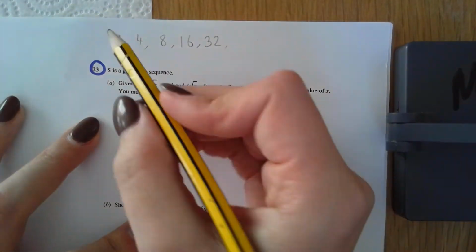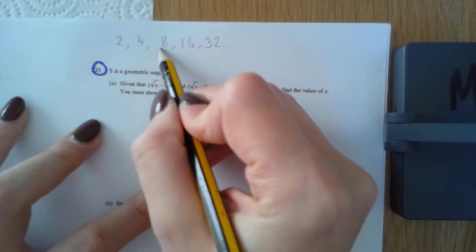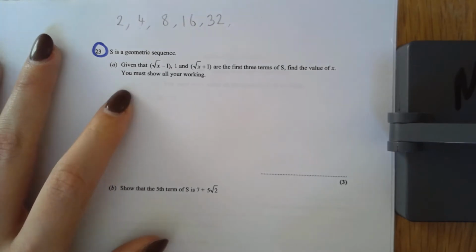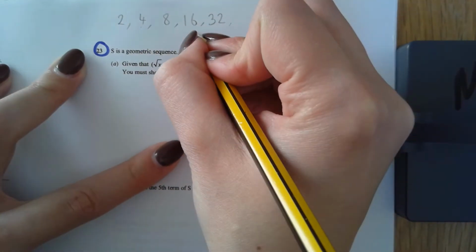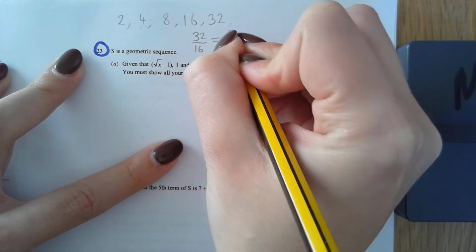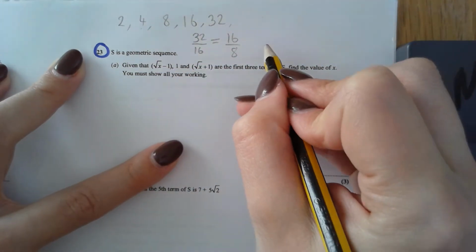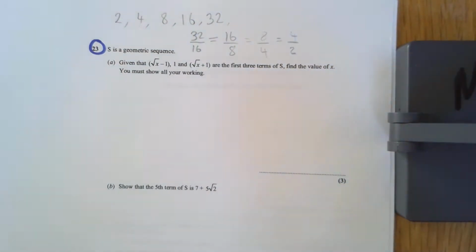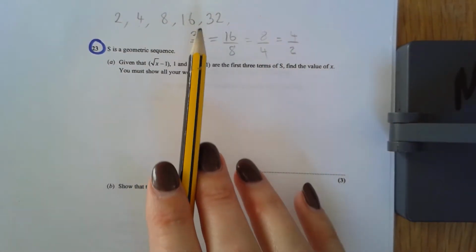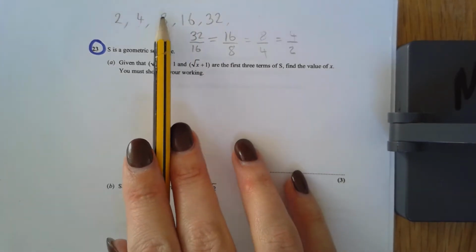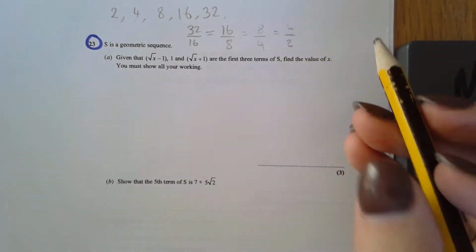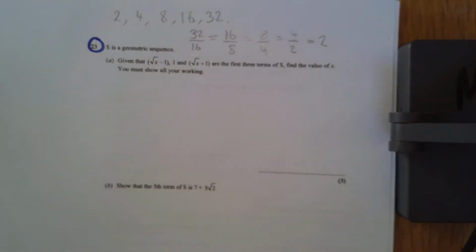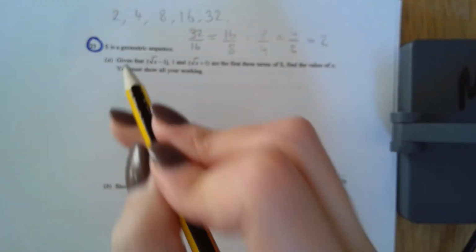So 2 times 2 gets to 4, 4 times 2 gets to 8, 8 times 2 gets 16, and 16 times 2 gets 32. I know that 32 divided by 16 is the same as 16 divided by 8, which is the same as 8 divided by 4, which is the same as 4 divided by 2. Term divided by previous term gives me my multiplier. All of those are equal to 2, so I'm multiplying by 2 each time. We're going to use that when we get here.